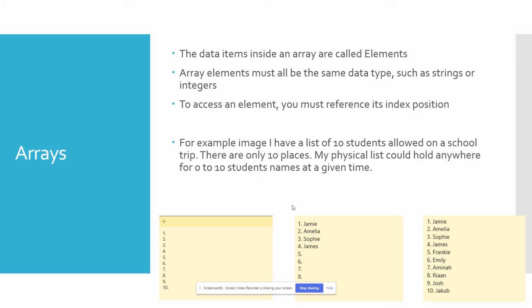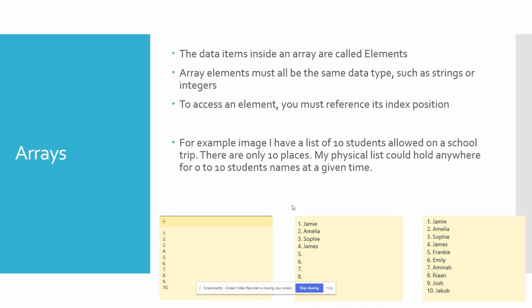So the data items inside an array are elements, and array elements must all be the same data type, such as strings or integers, as we talked about. To access an element, you must reference its index position. Okay, so this is with a one-dimensional array.